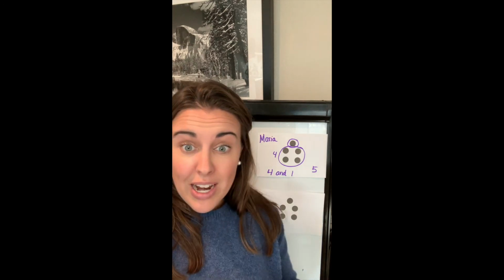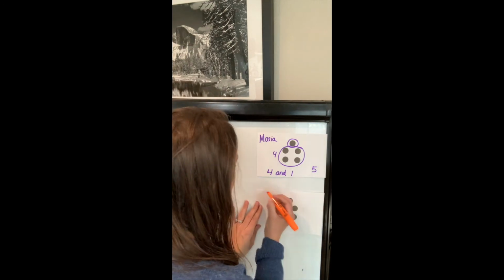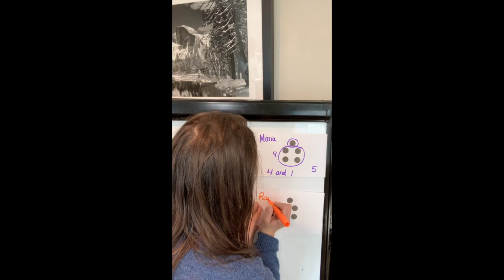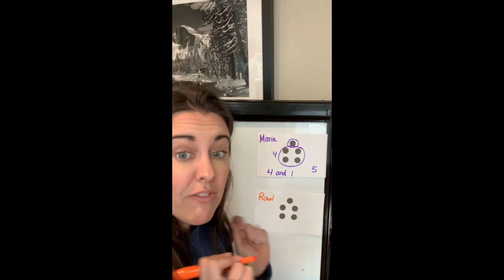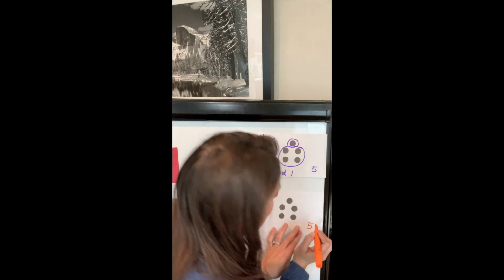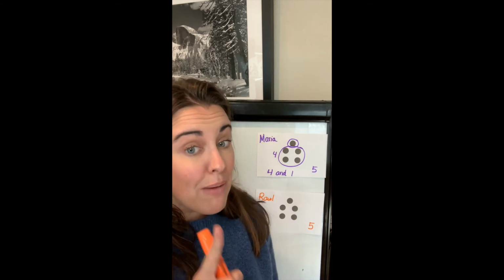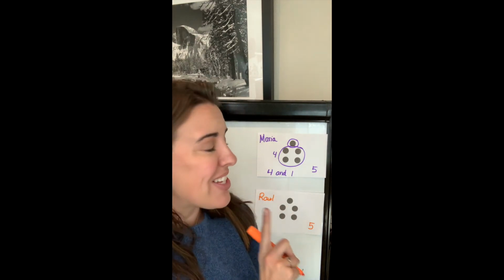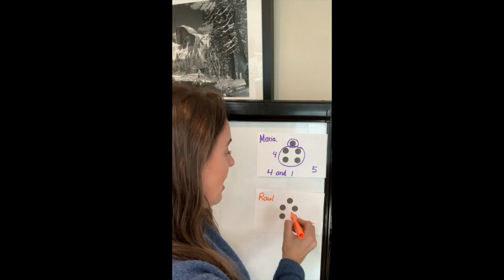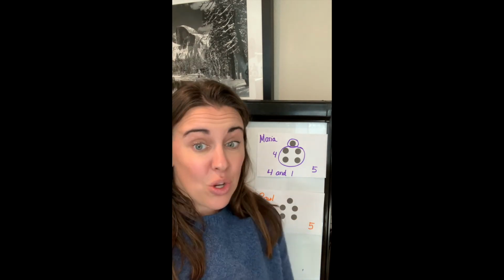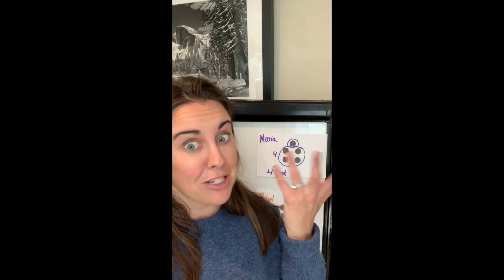All right, and then I'd ask someone else. Okay, maybe Raul. Okay, Raul, how many dots did you see? Okay, 5. Raul, how do you know? Now, he might say exactly what Maria said, and that's fine. If he did, I'm going to actually write it. I'm going to make sure he verbalizes it. It's okay if he repeats it, because again, he's practicing oral language.